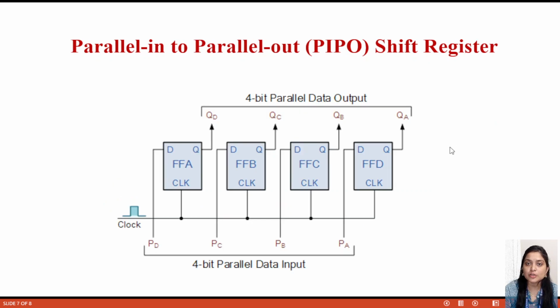And this is the parallel in, parallel out, PIPO shift register. In that case also, four D flip-flops are used, and the clock pulse is given to all flip-flops, and the data enters the flip-flops in parallel. Simultaneously, with the application of the clock pulse, we will get the output. So this one is much faster than the others, because we enter the data in parallel and also get the output in parallel.